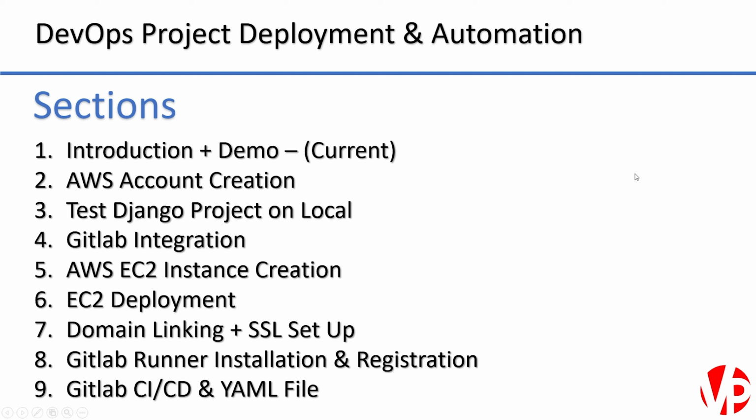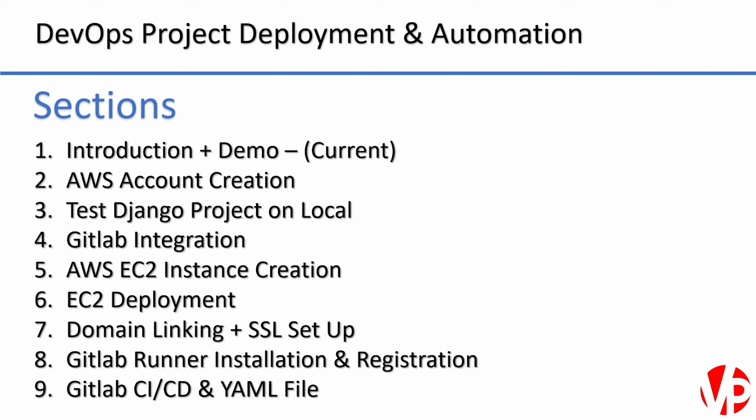Our eighth topic is GitLab runner installation and registration. So we will see how you can install your GitLab runner on your EC2 instance and how to register your project, which we have created on GitLab, and register that token with the EC2 instance's GitLab runner.